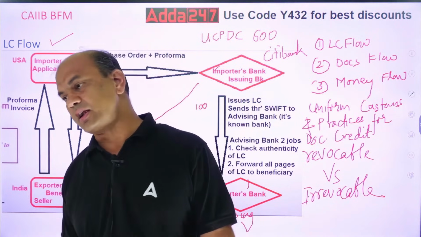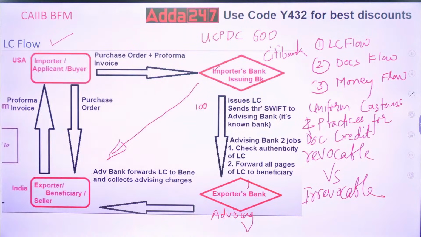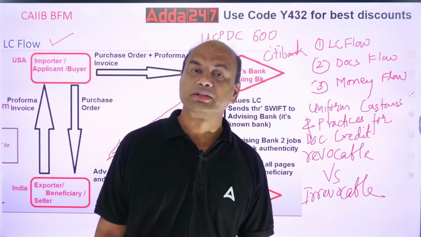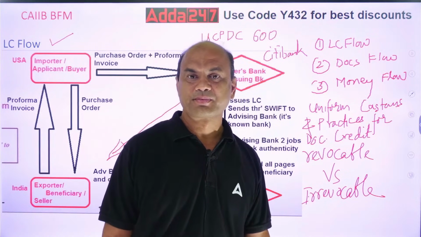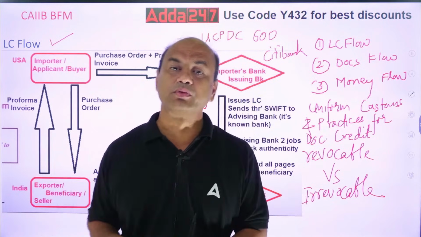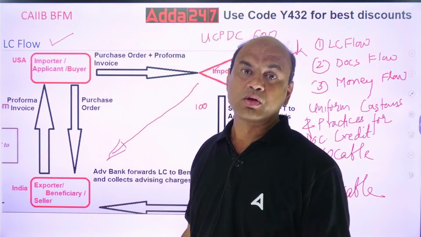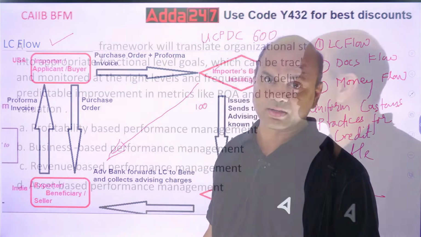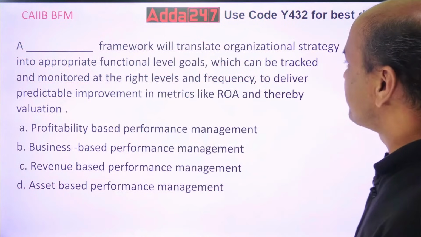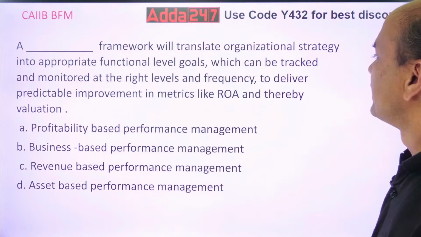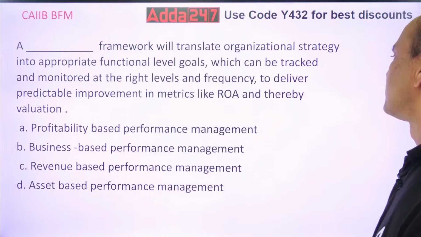That LC is called an irrevocable LC. Kindly note, irrevocable LC means the LC which cannot be cancelled without the consent of all the parties involved. Okay? So this is how the LC flow works. Right now the LC is with the exporter, the beneficiary. Okay? Done? Understood everyone?